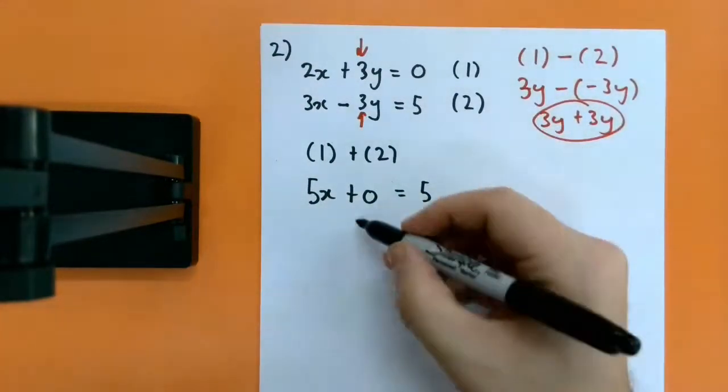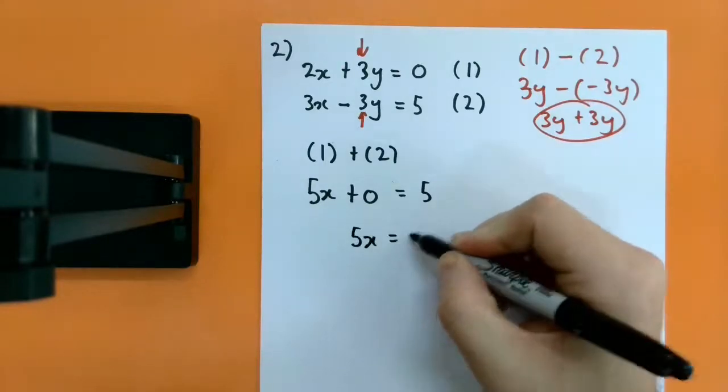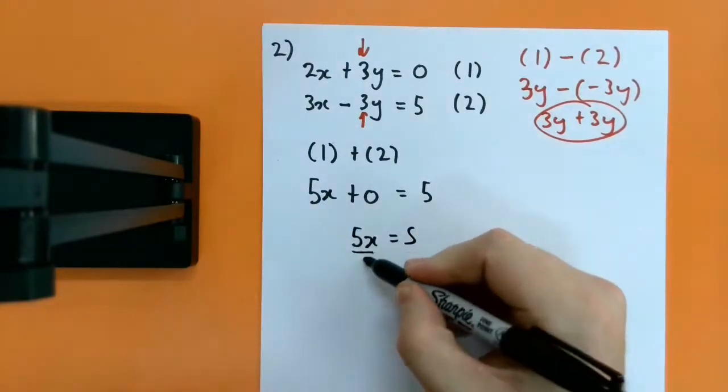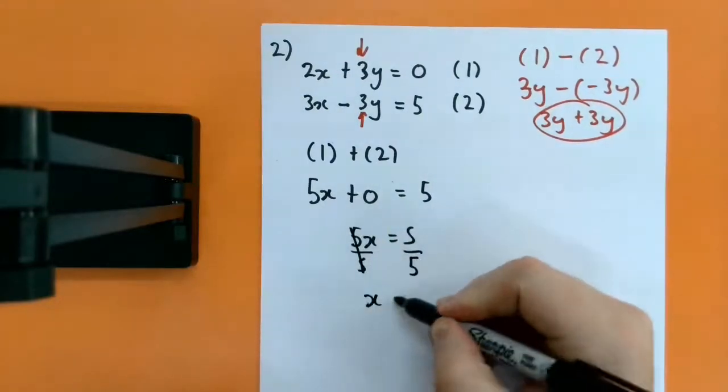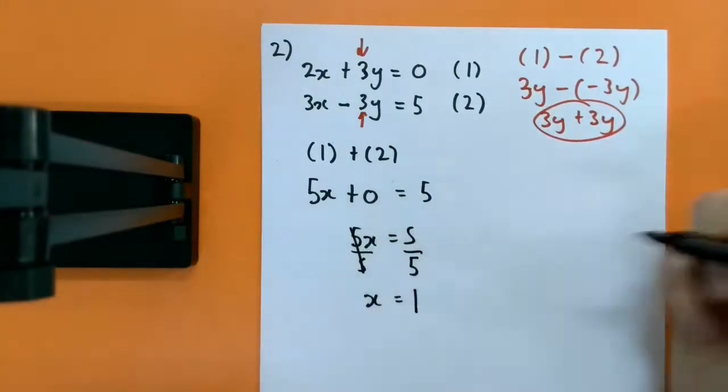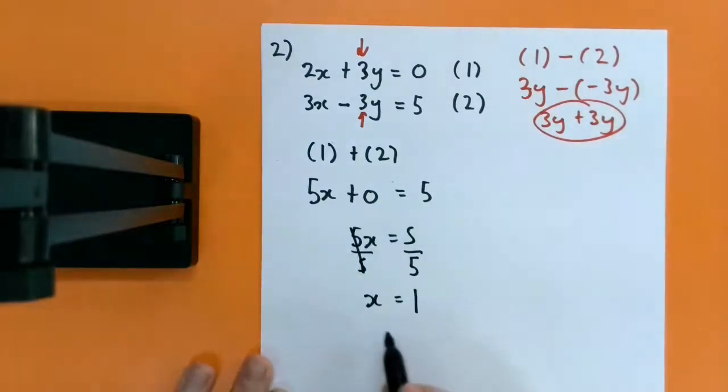Okay, so we now have the equation 5x is equal to 5. All we have to do now is divide both sides by 5. Okay, and x is now equal to 5 divided by 5, which is 1. Okay, so we found x.